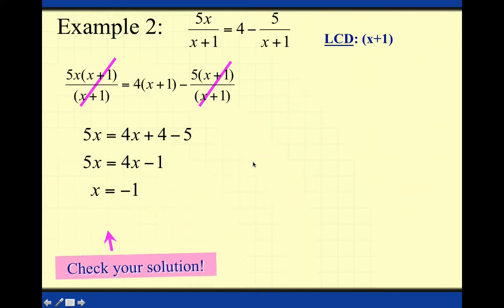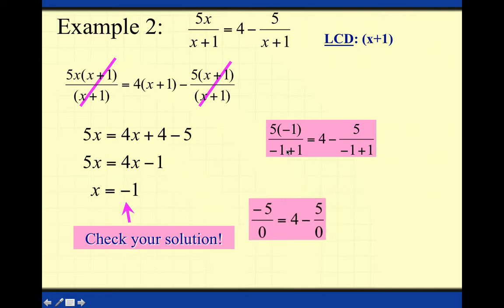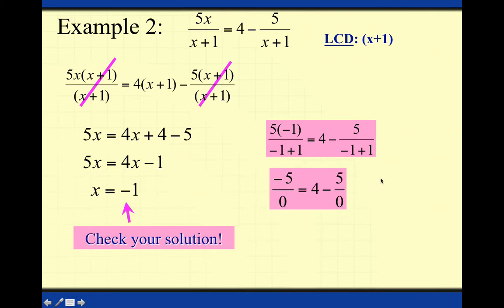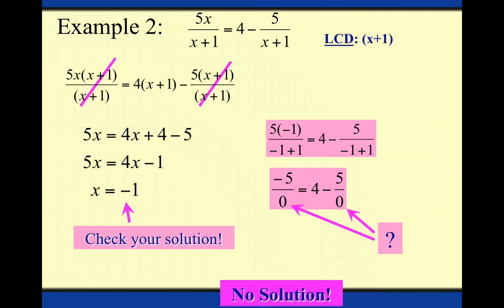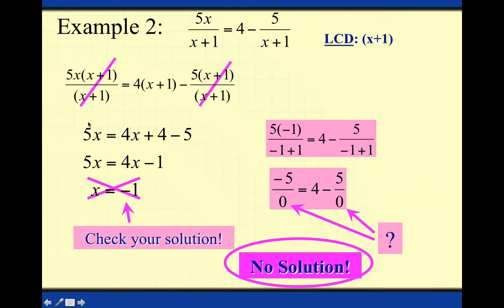And again, go back and check, put negative 1 for every single x we have up here. 5, negative 1. What do you notice? What happens? Can't divide by 0. What does that mean? This has no solution. That's why you've got to check. Something as easy as that ends up being there's no solution. So you've got to be careful and check your answers.